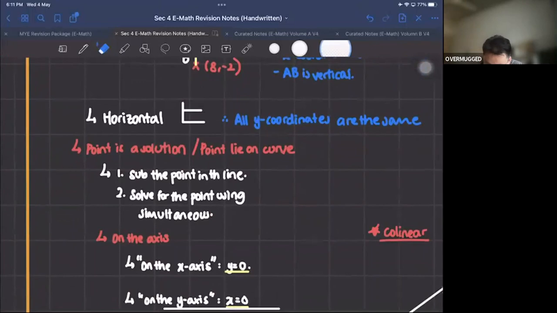Okay. Now, if the question is asking you whether a point is a solution or whether a point lies on a curve, what do we always do? Substitute the point into the equation and then solve it respectively.